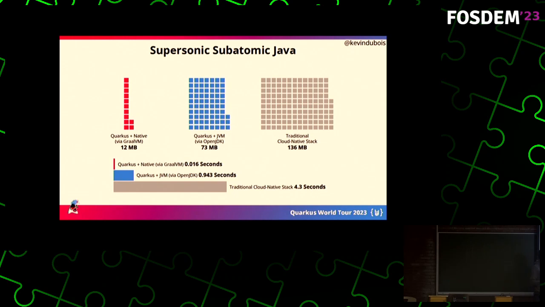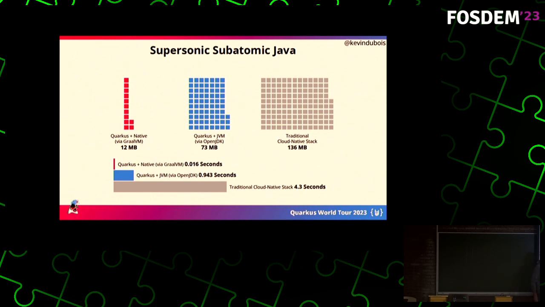So if we look at Quarkus in terms of startup time and memory usage, you can see here a test that they did with a relatively small application running on a traditional cloud native stack. It took 136 megs of memory. Running the same application with Quarkus, you already got a pretty good gain in memory, right? And that's running on the JVM, so it's the exact same application running on the JVM. And then, compiled down to a native with GraalVM, you get, of course, even less memory usage.